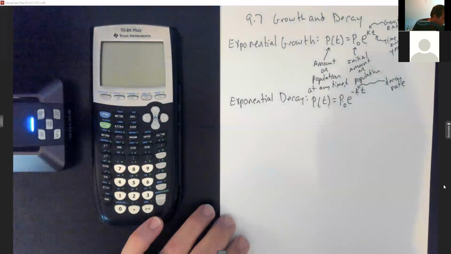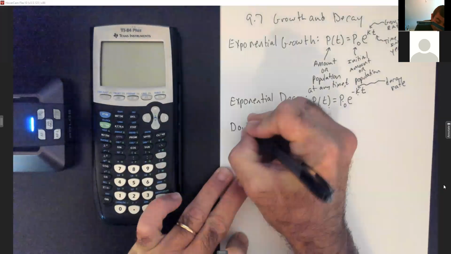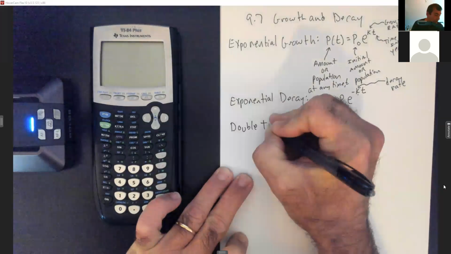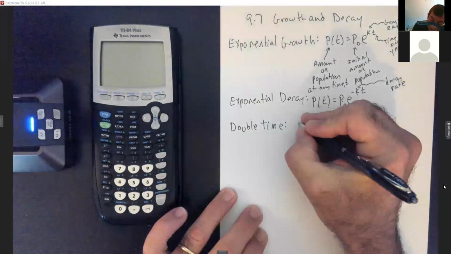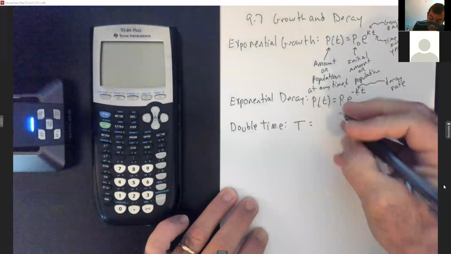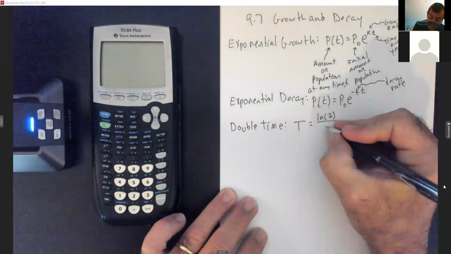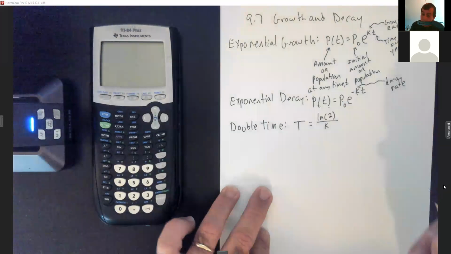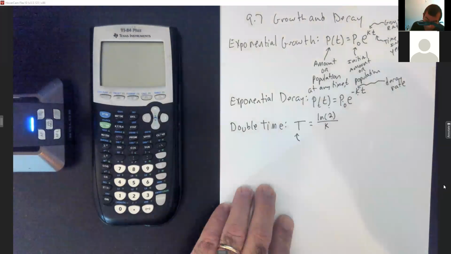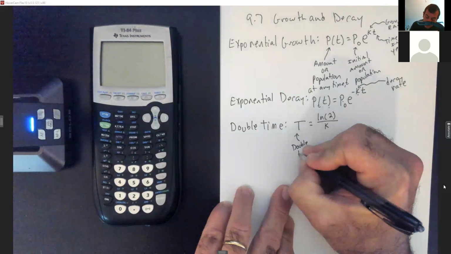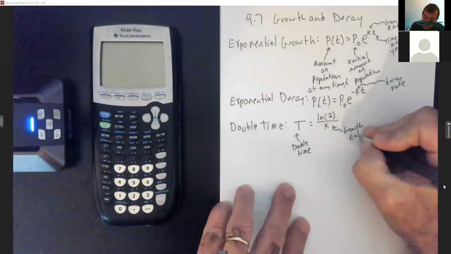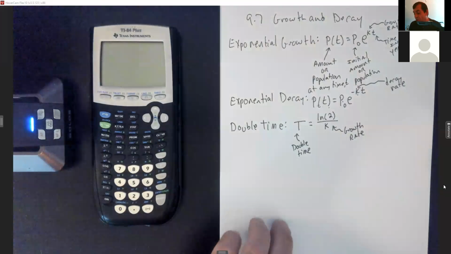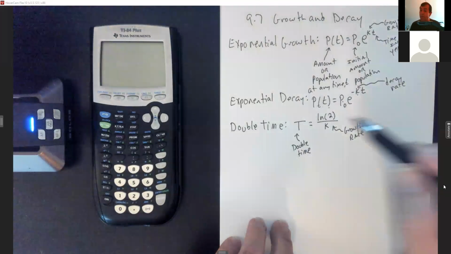All right, so the last formula I'll show you is what we call the double time. This is the amount of time it takes for the population or the amount to double. So this would be a capital T equals ln of 2 divided by k. The capital T represents the double time, and k is your growth rate. Just remember, if I give you the growth rate as a percentage, you're going to have to turn it into a decimal when you put it into the formula, okay?